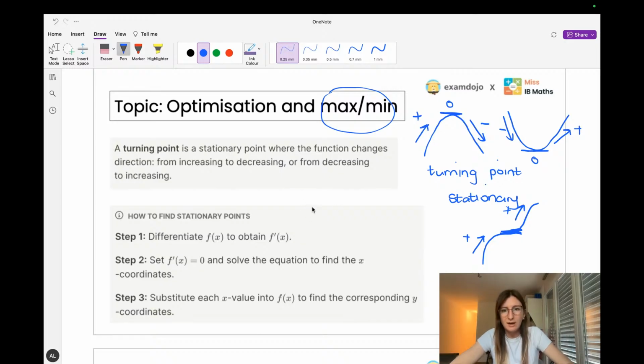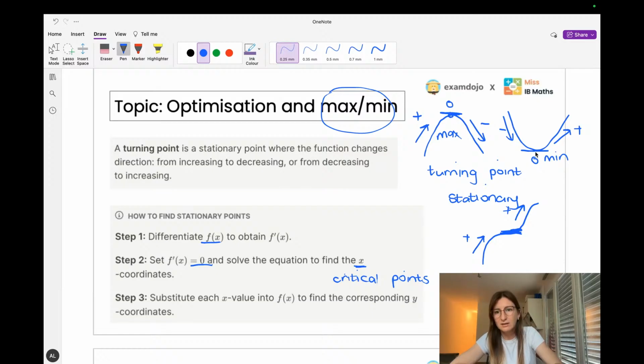So to find our maximum and minimum, this would be a maximum up there. This would be a minimum down here. To find these, we have to differentiate f of x, and we get our derivative function. We set it equal to 0 and we solve. And then we get our x coordinates, which we sometimes call critical points. These are the things that we're wanting to find out, like what value of x is over here. So we need to find those values of x, often called critical points.